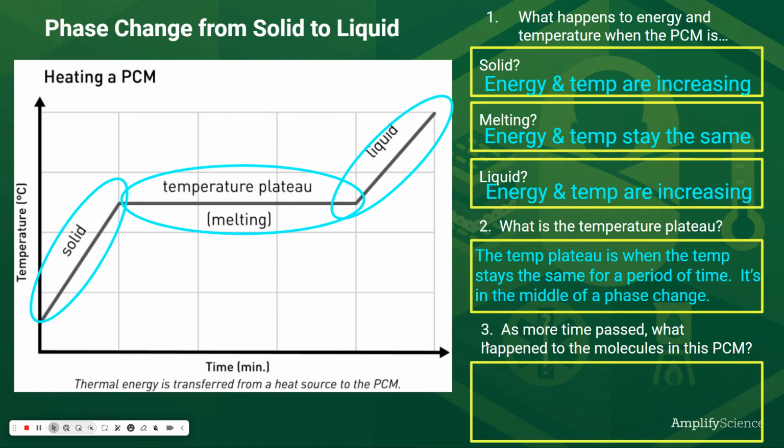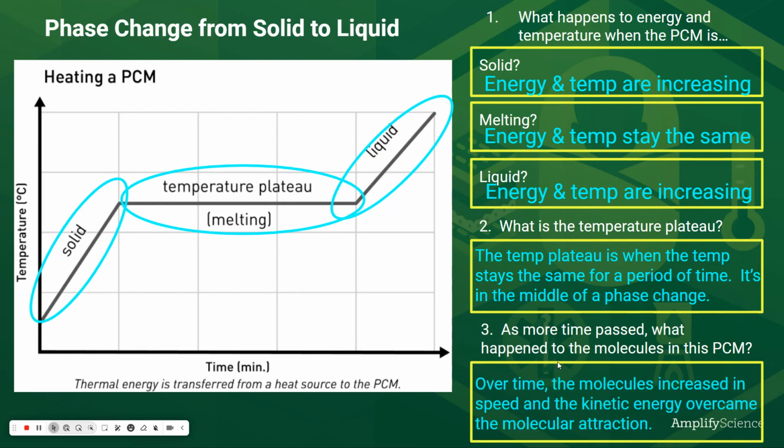They're moving faster, right? And their molecular attraction is decreasing. Energy is overcoming that molecular attraction. So over time, the molecules increased in speed and the kinetic energy overcame the molecular attraction. So we're going to write this down, all right?